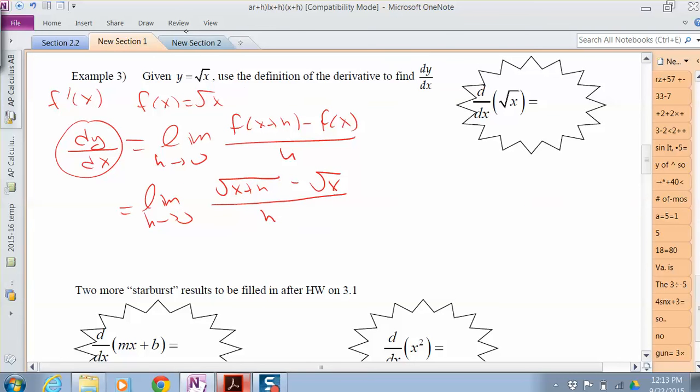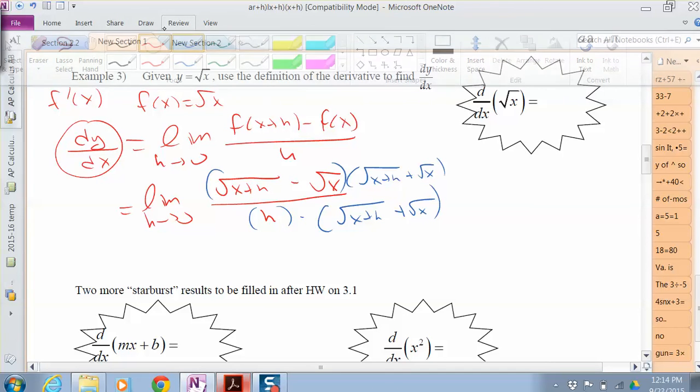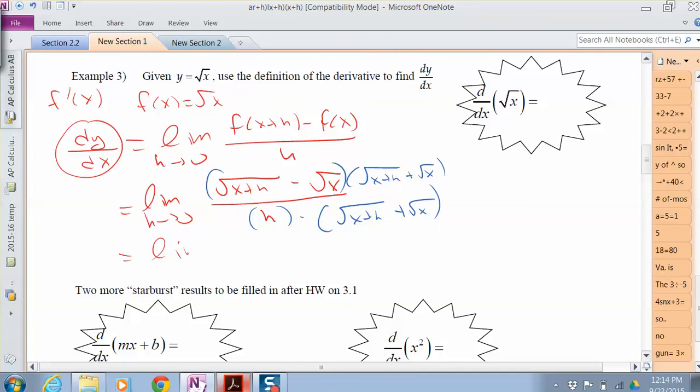Now, whenever we see radicals, it's usually a good idea to multiply both top and bottom by the conjugate. Because right now if I plug in 0, I get 0 over 0. It's indeterminate. The hope is that by doing this, I can get the h on the bottom to cancel, and then I can plug in 0 for h for the limit and be all squared away.